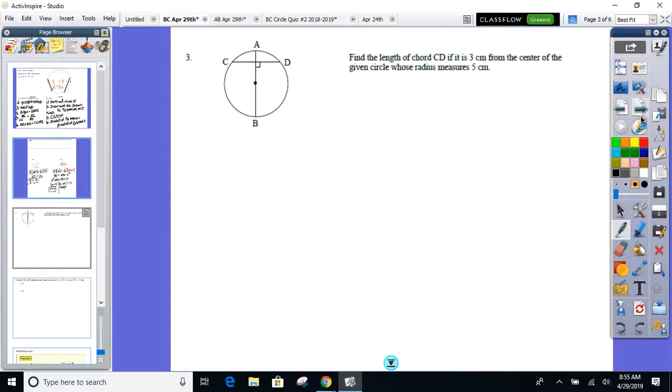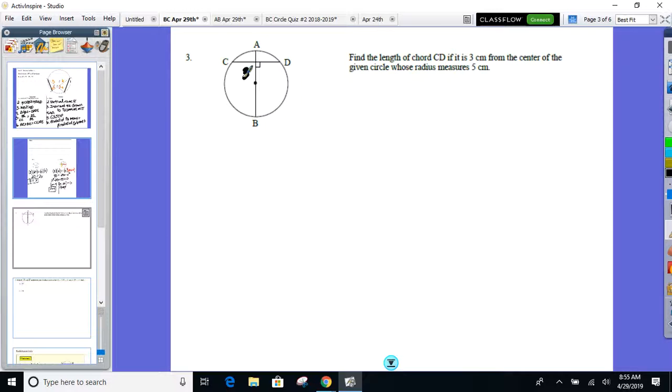Find the length of chord CD, the entire chord, if it is 3 centimeters from the center. Plop the 3 down, 3 centimeters from the center is chord CD. And the radius measures 5. Okay. So can I put something here? A 2 spot? Is there anything else I can add to my diagram? What about this distance from here to B? 5, yep. And any other markings I can put on here?